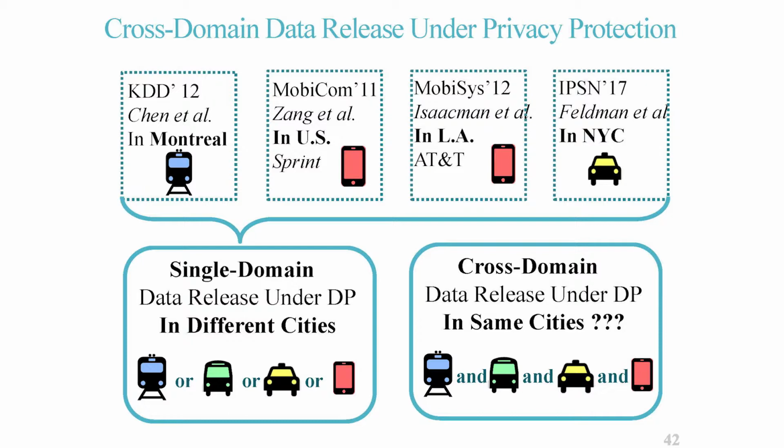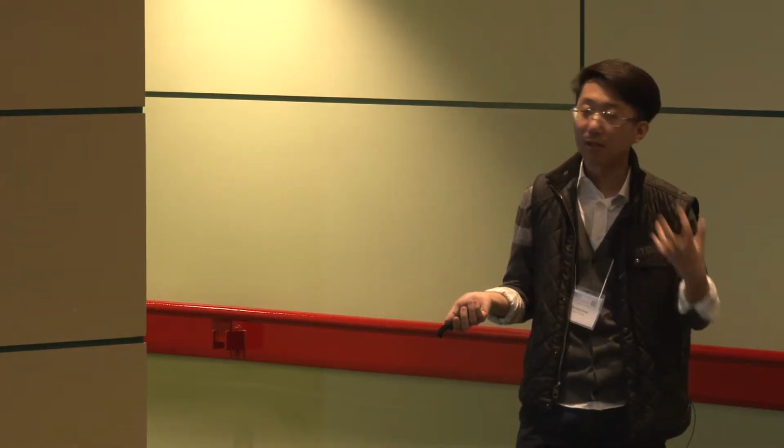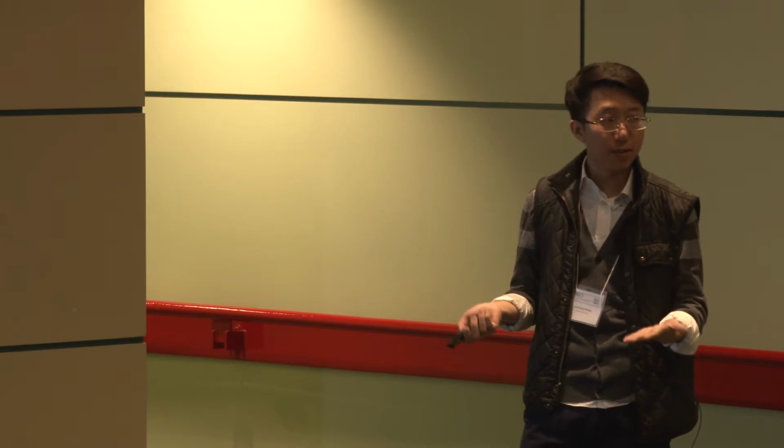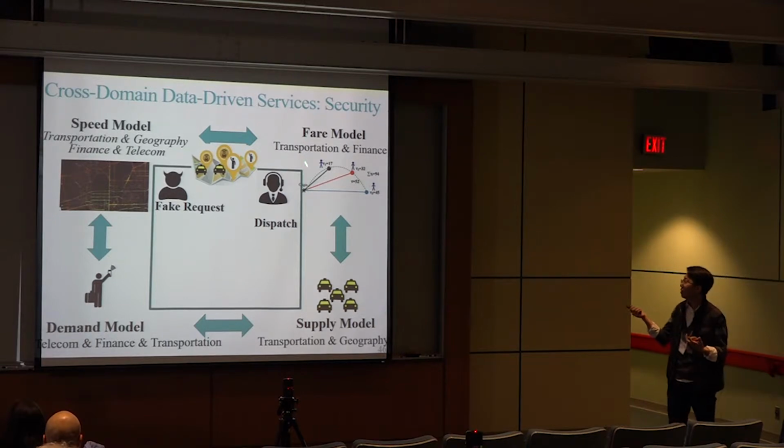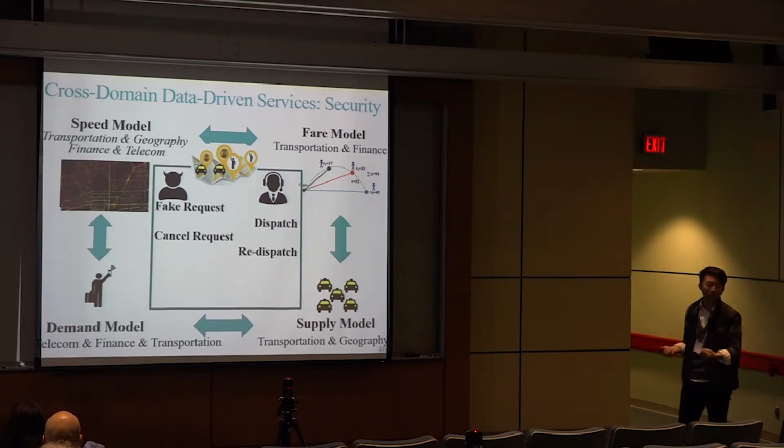Okay, and the second topic is the security here. In this talk, I talk about this data-driven service for ride sharing by combining different kinds of data-driven models driven by the data from different cross-domain urban systems. But similar to other services, this kind of service is vulnerable to DOS attack. For example, if we have some people generate some fake requests, and the dispatcher will dispatch the vehicle to different locations, then they cancel the request. We have to do the redispatching, okay?